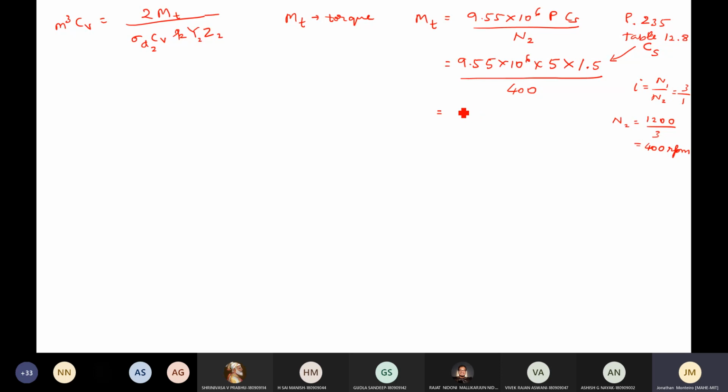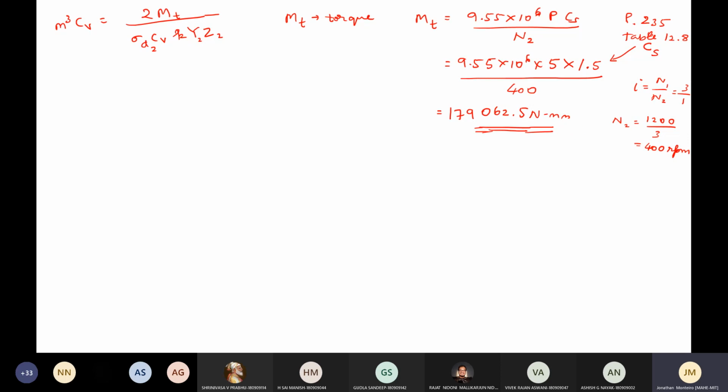So MT should be, write the figure here, 179,062.5 Newton mm. If you apply P in kilowatt in this equation, the formula and the conversion factors are adjusted in such a way that the answer will be in Newton mm. You have used this extensively in the shafts chapter, that is the previous semester, MD1. You might remember this. So the answer should be in Newton mm.